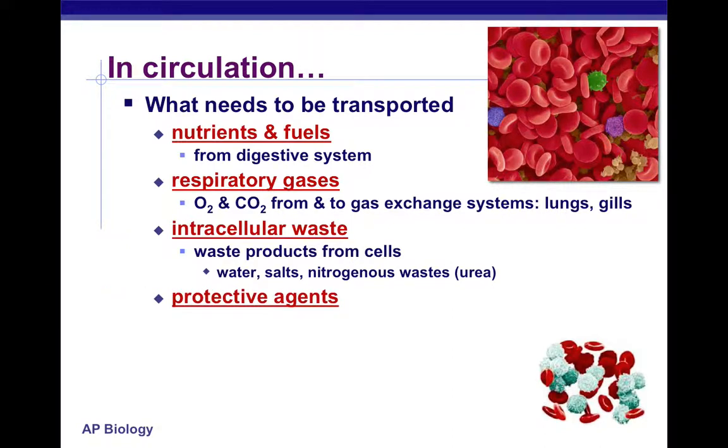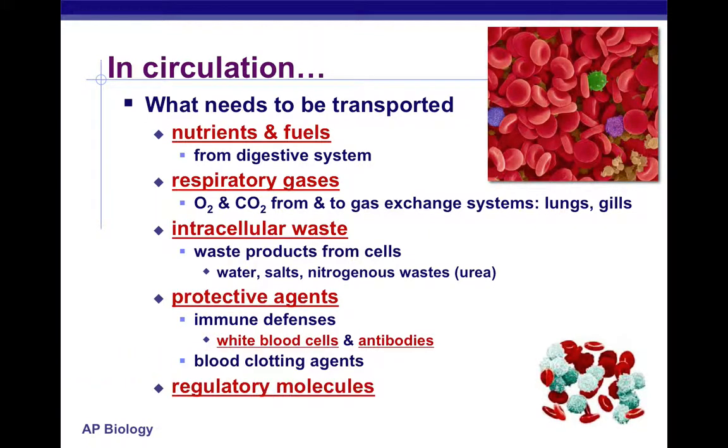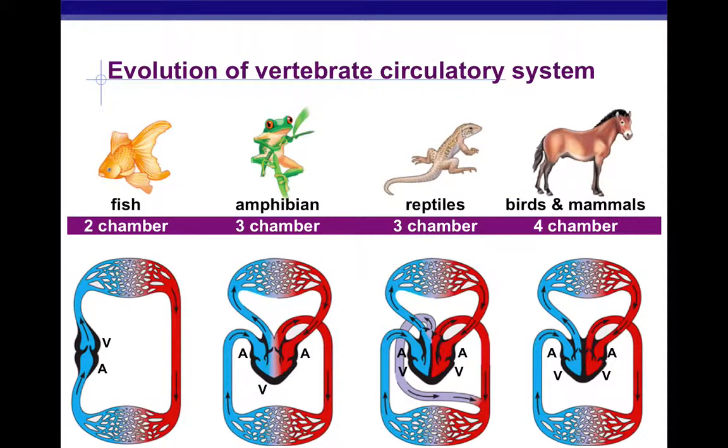And again, we're talking about why circulation is needed. It's needed for protective agents like immune defenses, so a way for the immune system to get around throughout the body very easily. And also regulatory molecules like hormones can travel throughout the body to its destination and take effect.